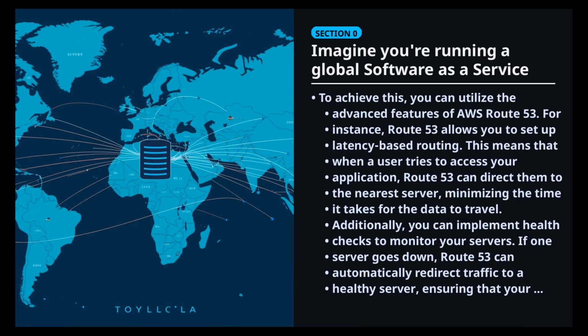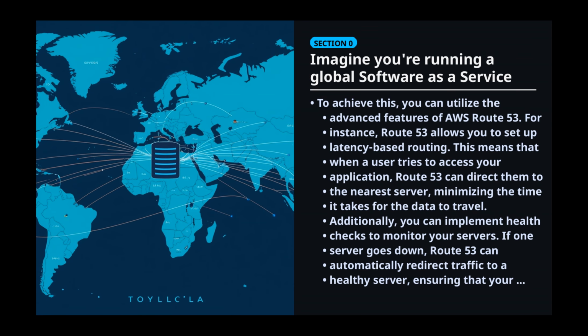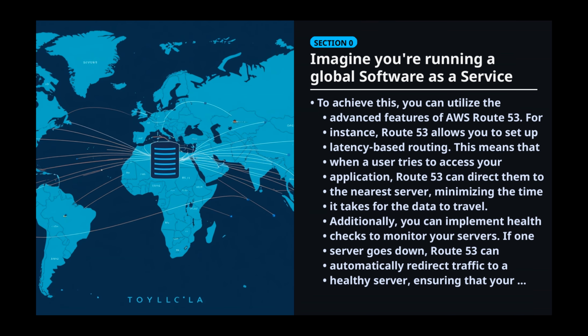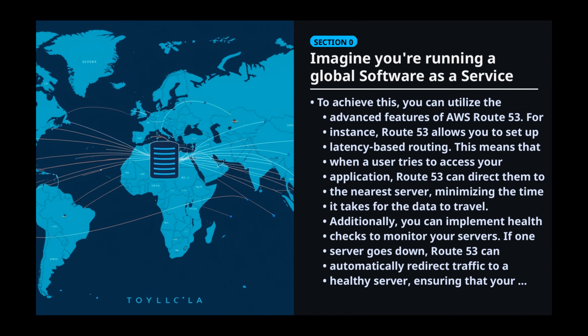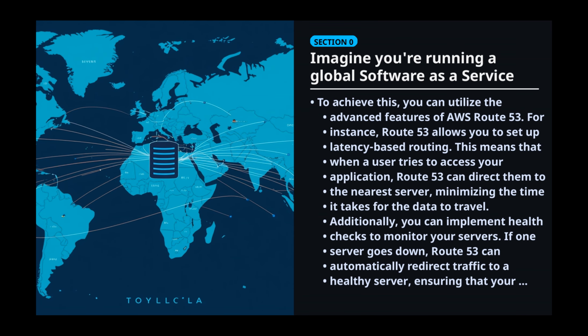To achieve this, you can utilize the advanced features of AWS Route 53. For instance, Route 53 allows you to set up latency-based routing. This means that when a user tries to access your application, Route 53 can direct them to the nearest server, minimizing the time it takes for the data to travel.